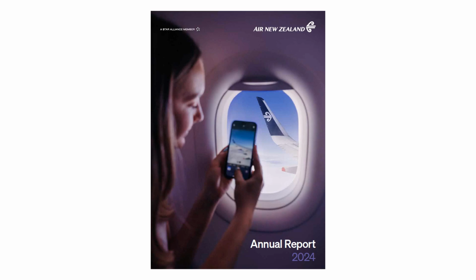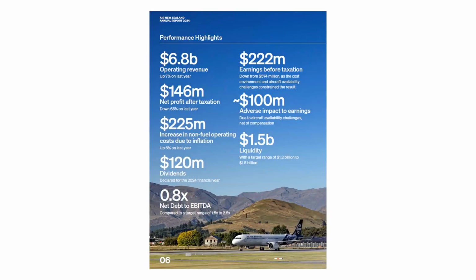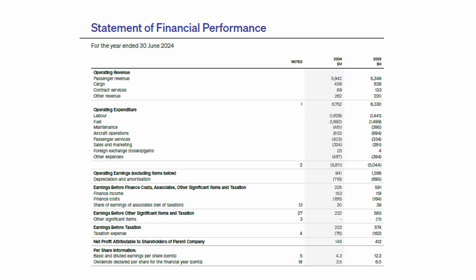In this case, I'll use Air New Zealand and the financial statements that are presented in their annual report for 2024. So we've got a few financial performance highlights there, $6.8 billion of revenue, $120 million of dividends, and a few other performance highlights as well. So we'll start with the statement of financial performance. This is also known as the income statement or the profit and loss statement.